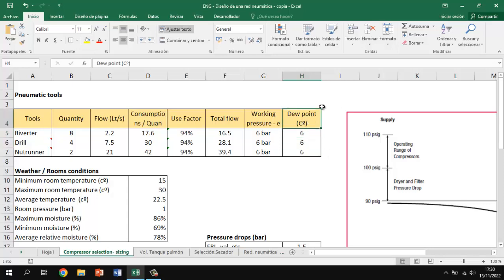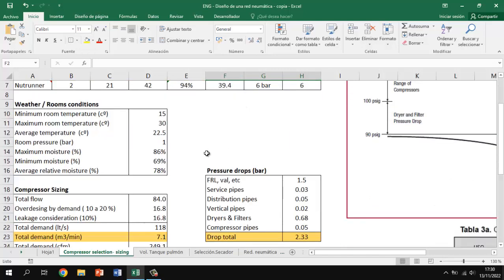If you see, it's in Celsius because here in Latin America we work in Celsius. I know that in America you work in Fahrenheit or maybe in other units. So I'm sorry. In this case Celsius is normal for me.